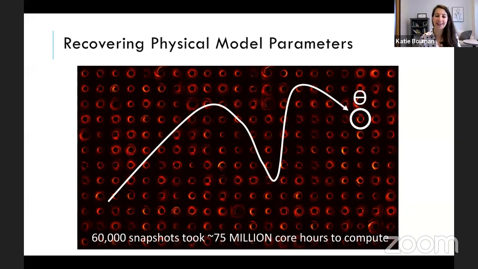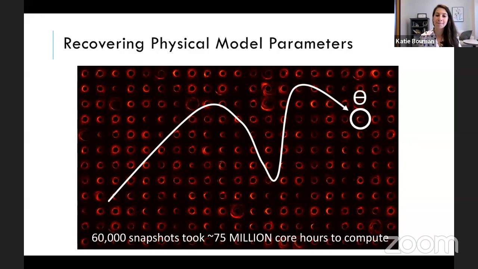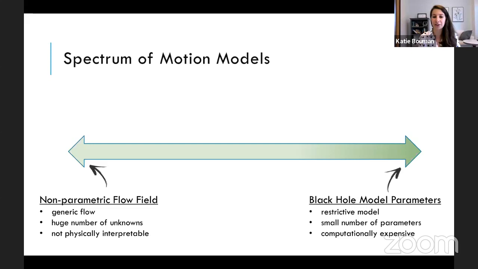These simulations are very expensive. And so there's a spectrum of different approaches that we can take in trying to recover the underlying motion of a source. On one end is recovering a non-parametric flow field, which is a maximally flexible model, but requires us to recover a movie of flow fields. And in the end, it's not necessarily very interpretable.